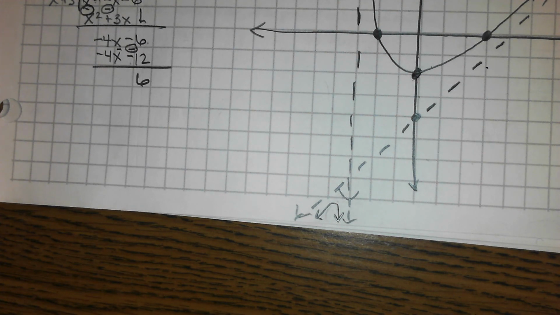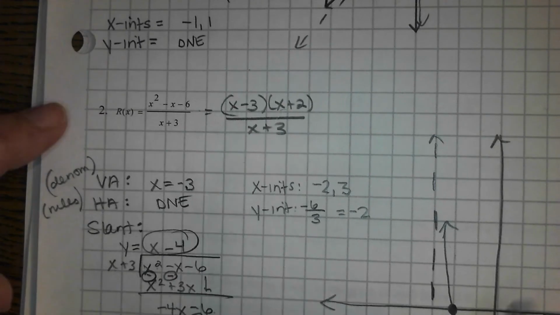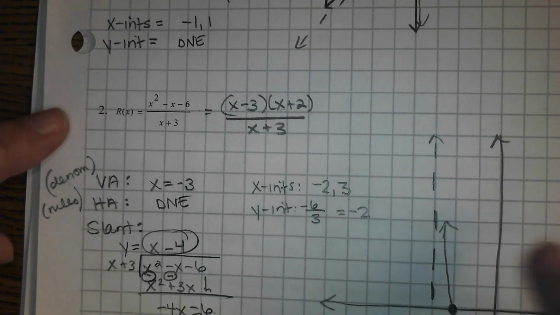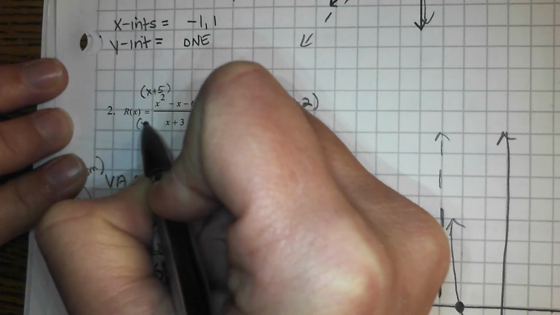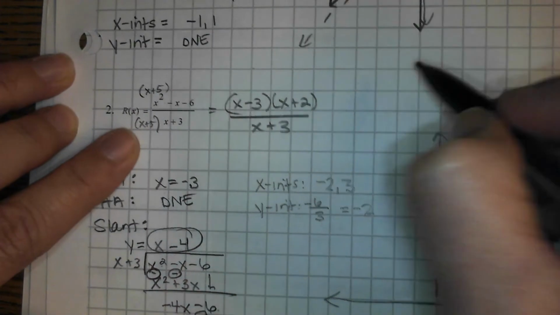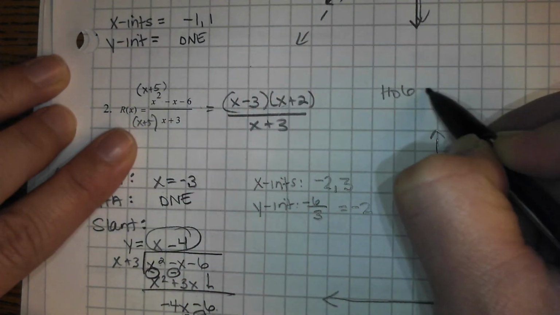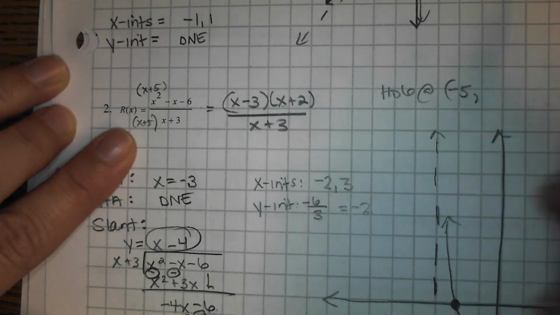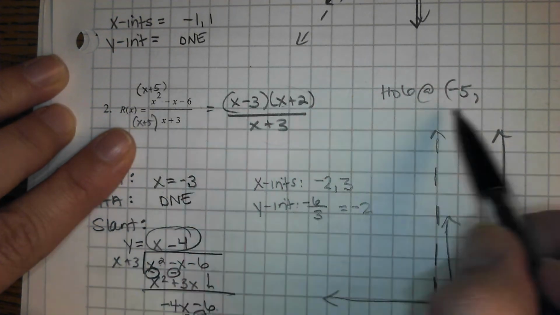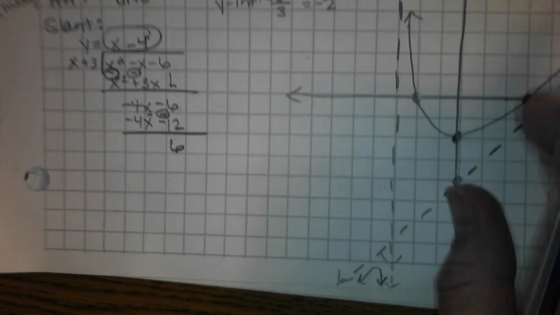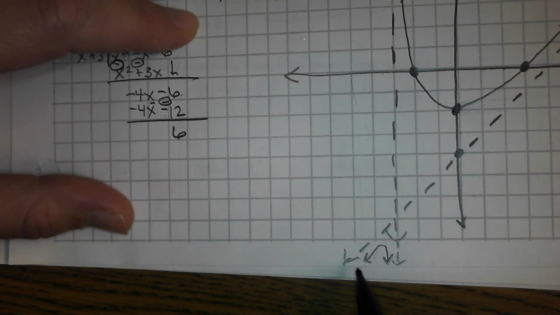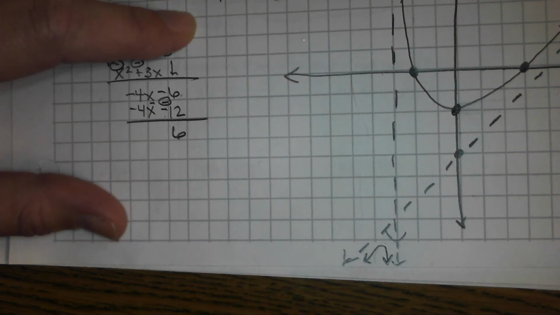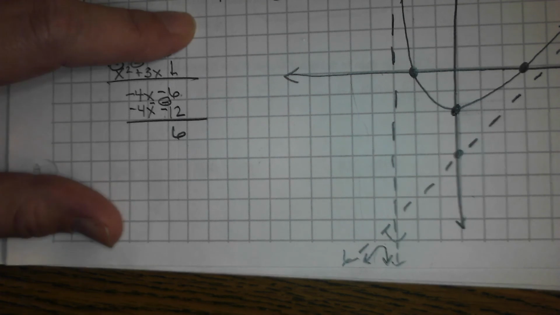Any questions? I could throw a hole into the mix here. So let's pretend the original had an x plus 5 and the denominator had a factor of x plus 5. Where would my hole be? Negative 5, comma, and then you would just plug into here to see the y coordinate. And so it would be somewhere down here on this bottom piece. And you would just put a very obvious open hole there and label the point.